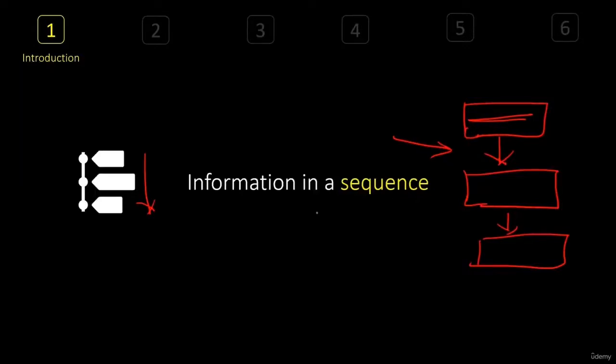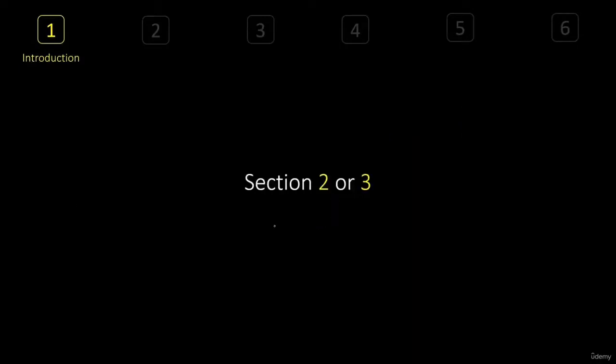Information in a sequence. Okay. Now this generally comes up in section 2 and 3. Hence it can be a little bit difficult or can be easy, relatively compared to the third one. I would still call it in the medium category, not as difficult as multiple choice questions, not as easy as blanks. It's kind of okay.